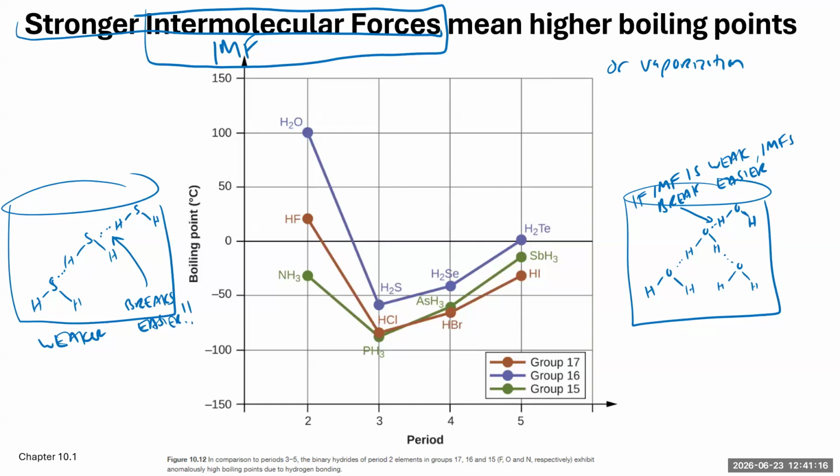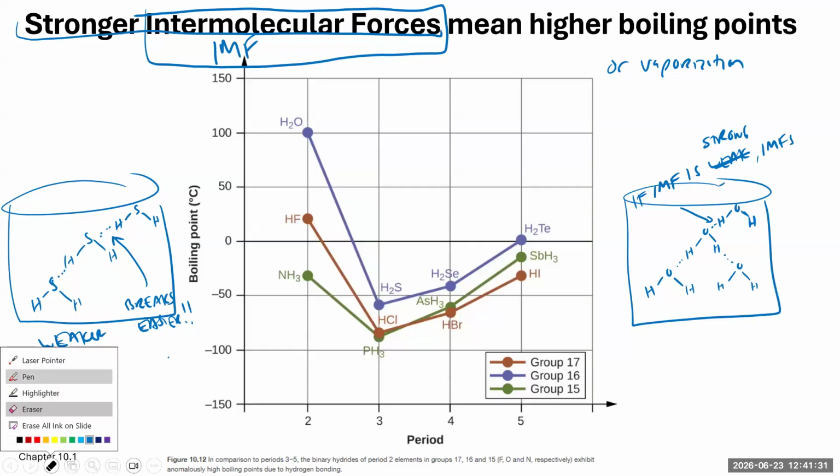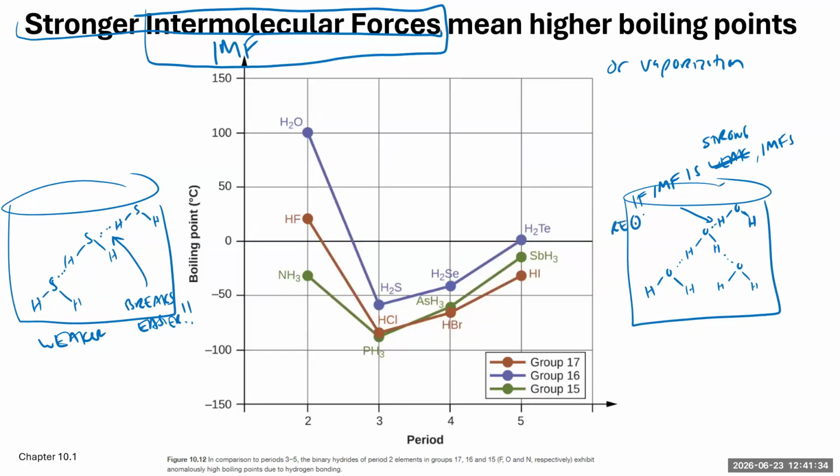This is actually stronger. So IMF is strong. It takes more energy to break, right? So let's reword this. Requires more energy to break. All right, let's take a look. Water, boom, takes a lot less energy to break. And this is higher because of H bonds.